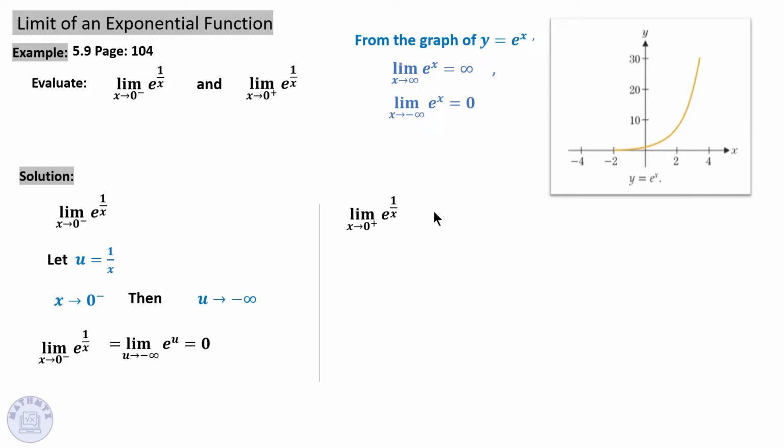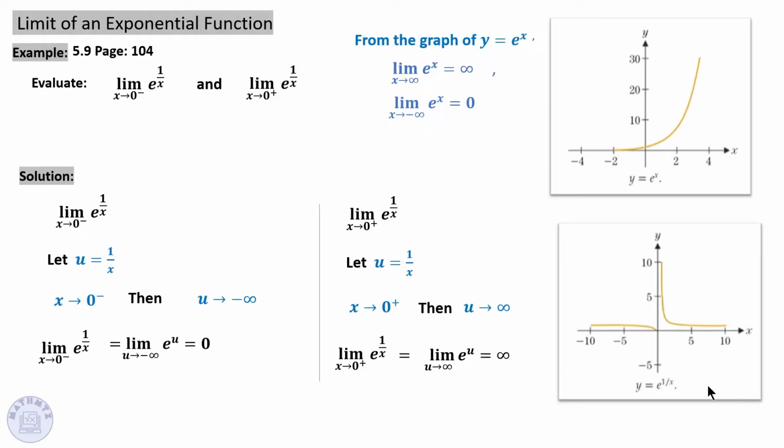We will do the same thing here, and we will use the substitution u equals 1 over x, and therefore as x is approaching 0, u approaches infinity. And you can see here the limit of the exponential function when the value is approaching infinity is what? Infinity. So here's the graph of y equals e to the power 1 over x. And you can see from the left side approaching 0, from the right side it approaches infinity.